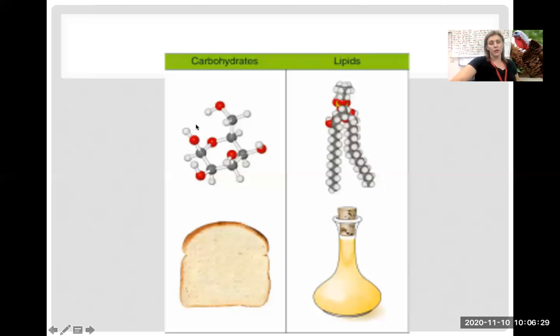So the difference between carbohydrates, this is what it looks like structurally. You have a 1 to 2 to 1 ratio. The black ones are carbon, so you have 6 of these. The white ones are hydrogen, you have 12. And the red ones are oxygen, you have 6. So a 1 to 2 to 1 ratio. Lipids, you have your hydrophilic heads, hydrophobic tails.